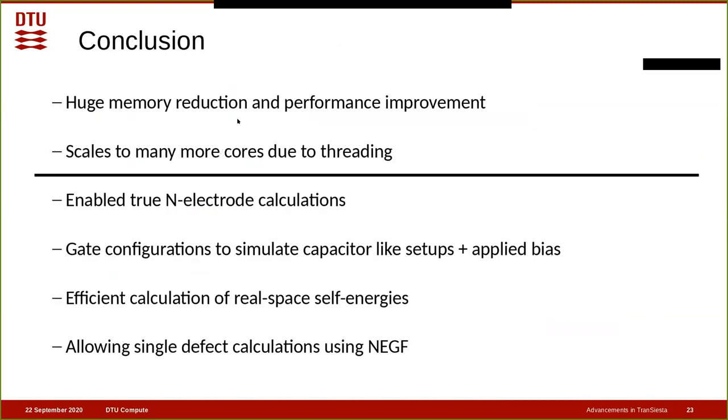So in conclusion, there's a huge memory reduction and a performance improvement in the TranSIESTA calculations that enables you to do really big systems. It scales to many more cores due to threading. TranSIESTA is still only parallelized over energy points, but if you employ threading, you can really go beyond this for a really large scale calculation. You can now do true N electrode calculations, also proper slab calculations, and you can do gate configurations to simulate capacitors and applied biases and stuff like that.